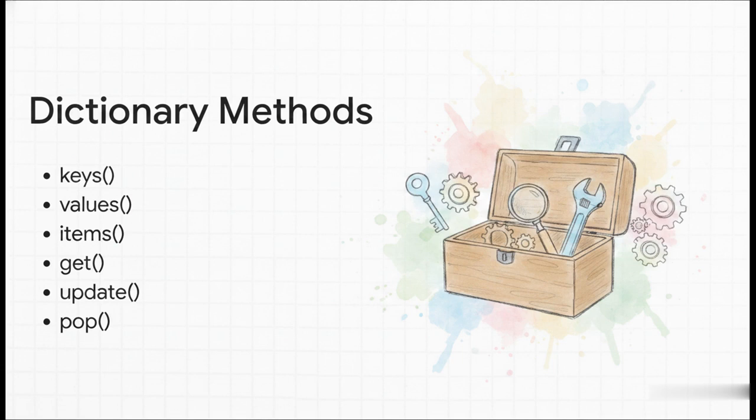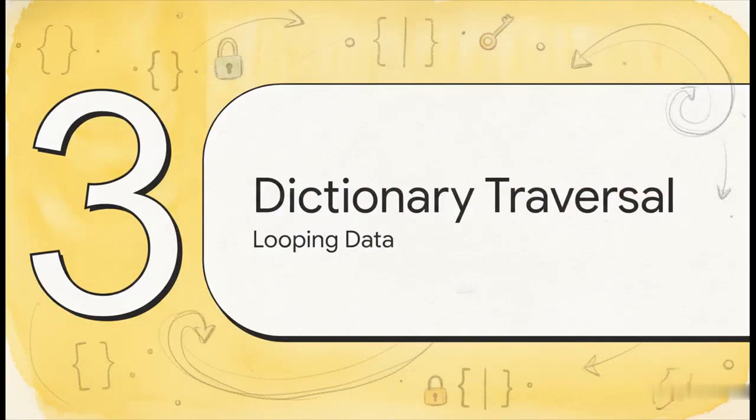Plus, the update method lets you merge in multiple new contacts all at once, and pop lets you target a specific key and completely remove it, the whole shebang, from the dictionary. Seriously, mastering these few methods gives you absolute control over your data. Let's jump over to Section 3, Looping and Traversal.